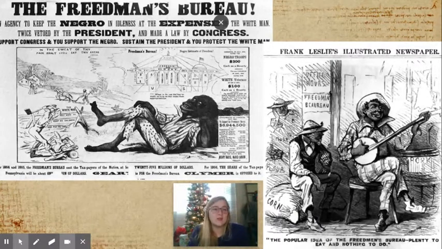It's the Freedmen's Bureau to keep them idle at the expense of the white man, vetoed by the president but made law by Congress. Sustain the president and you protect the white man. You see the white supremacist point of view within these cartoons where African Americans are depicted as living off government money. Well, they had no money. They had been enslaved. They didn't know how to read or write, the majority of them. And so they needed help from the government. The Freedmen's Bureau was a great program, but it met a lot of backlash.